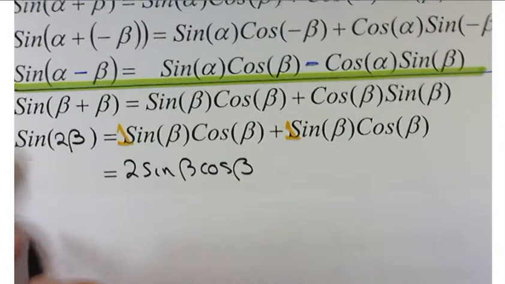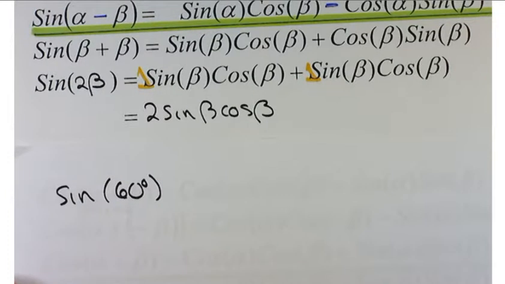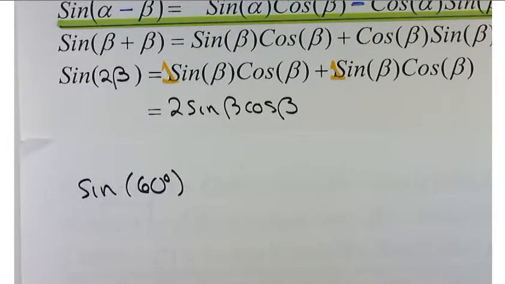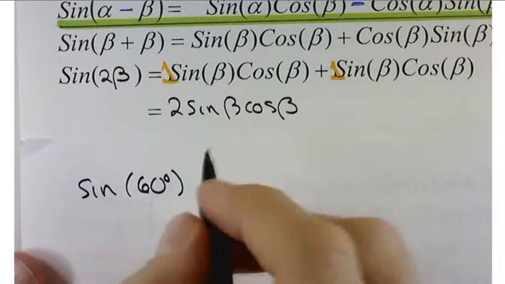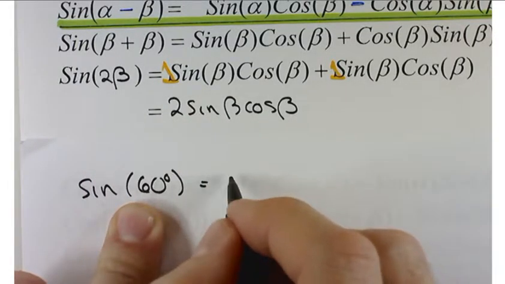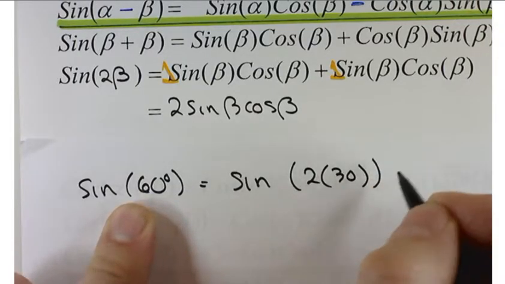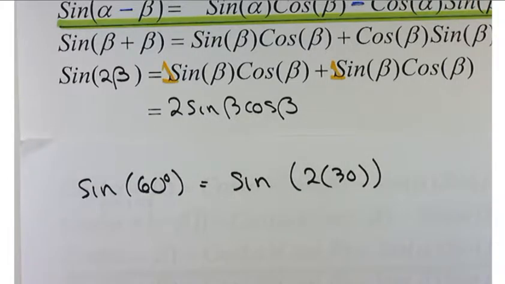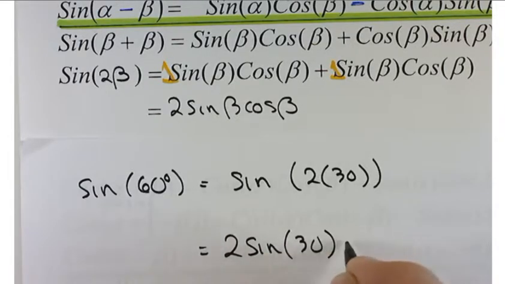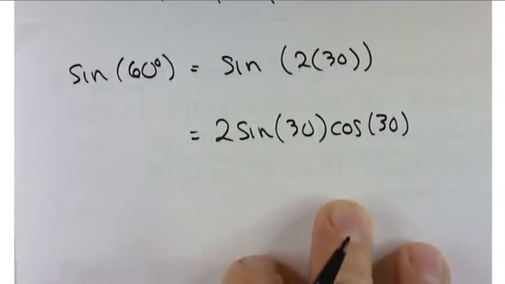So let's take a look at the sine of 60 degrees. Now we know what the sine of 60 degrees is. It's square root of 3 over 2. But instead of thinking this is 60 degrees, let me take a little bit of a convoluted path to use this formula. I'm going to think of that as the sine of twice 30. Now the formula for twice this angle in terms of the sine is 2 times the sine of 30 times the cosine of 30. And let's see how that works out.